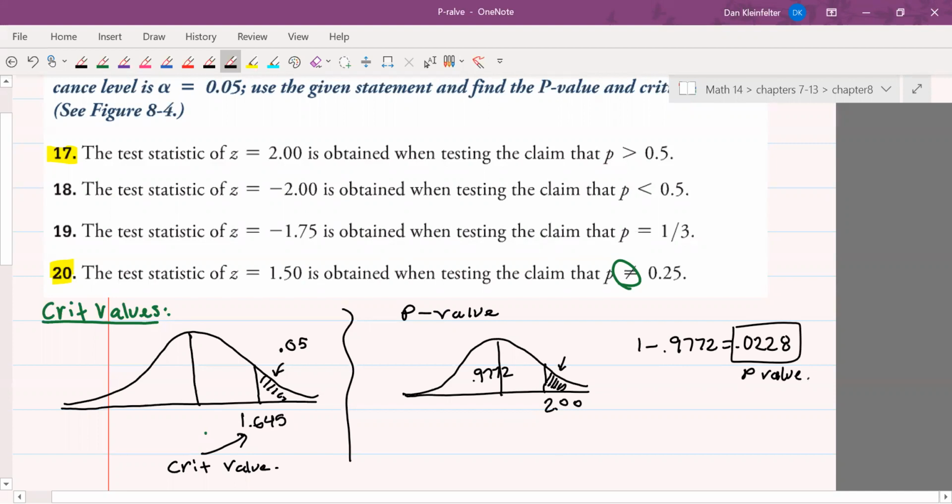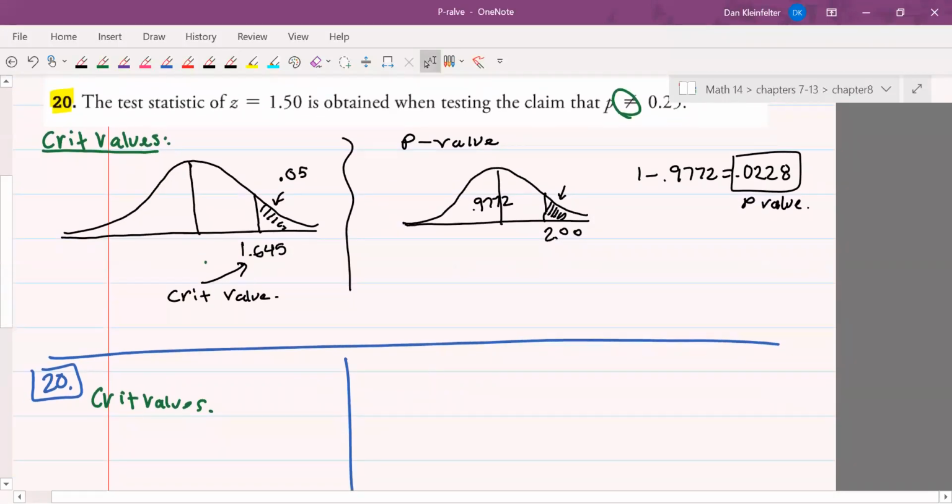Okay, so notice on this, for the critical values, we started with alpha of 0.05. We use that to work backwards to get a critical value. And then for the p-value, we took the test statistic we had and looked in our Z table to find the corresponding area. And that area is our probability.